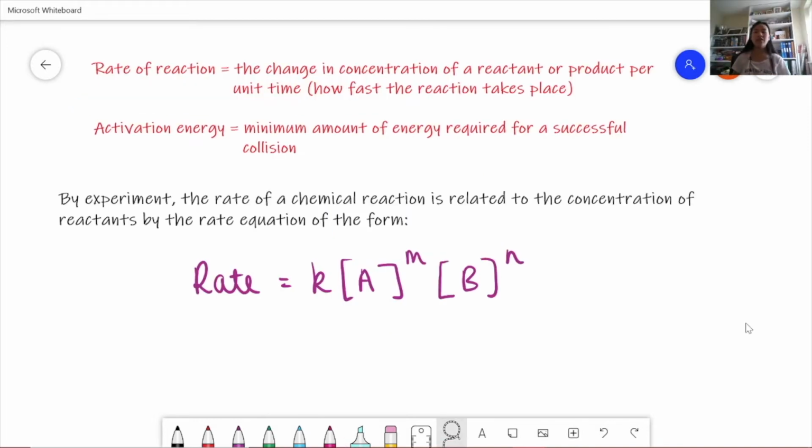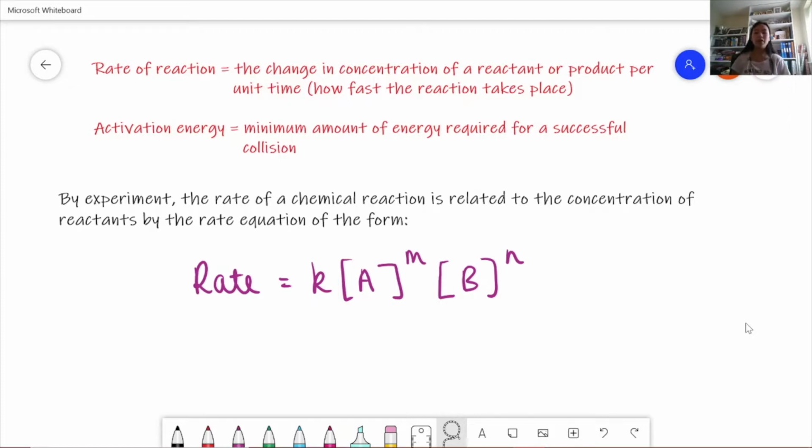We're firstly going to recap the definitions for rate of reaction and activation energy. So the rate of reaction is the change in concentration of a reactant or product per unit time. So basically, it's a measure of how fast the reaction takes place. And the definition of activation energy is the minimum amount of energy required for a successful collision. And this varies for different reactions.